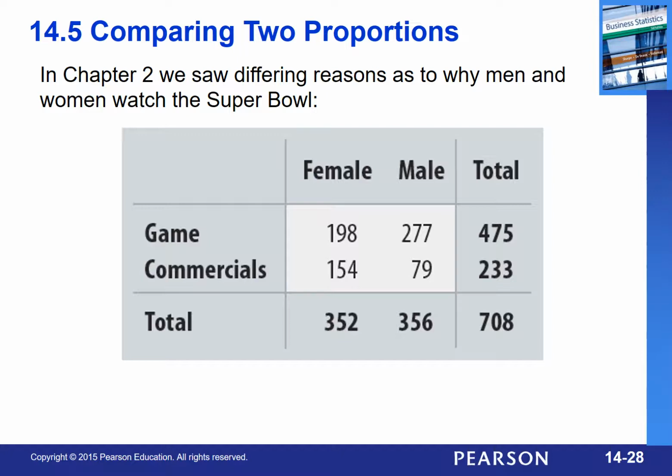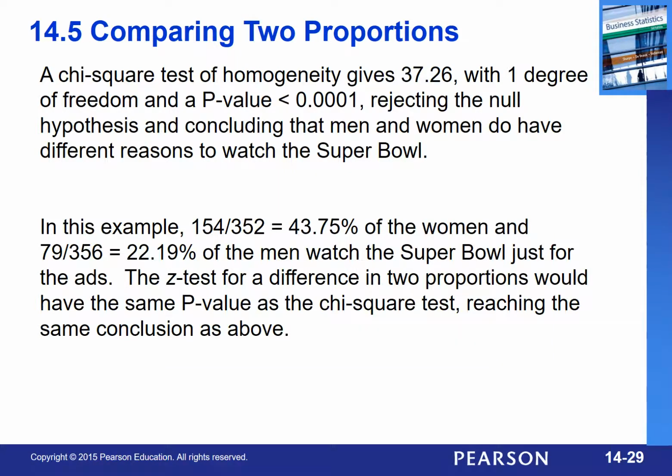So you might be thinking, chi-square test of homogeneity. You'll totally do this and end up with a chi-square of 37.26. That's huge, in case you were wondering. With degrees of freedom of 1, you get a p-value that's super tiny. And then you conclude that men and women seem to watch the Super Bowl for different reasons.